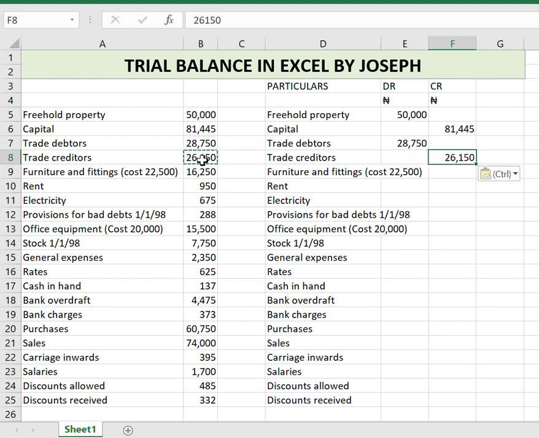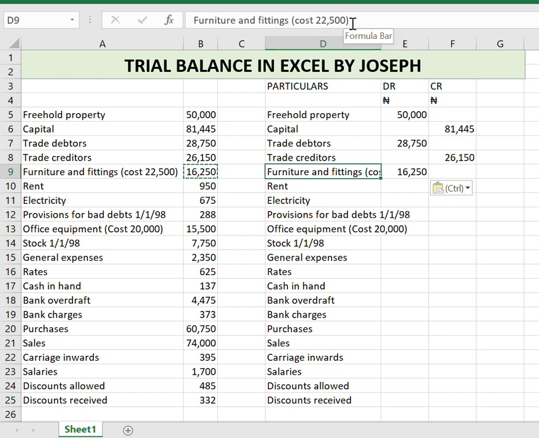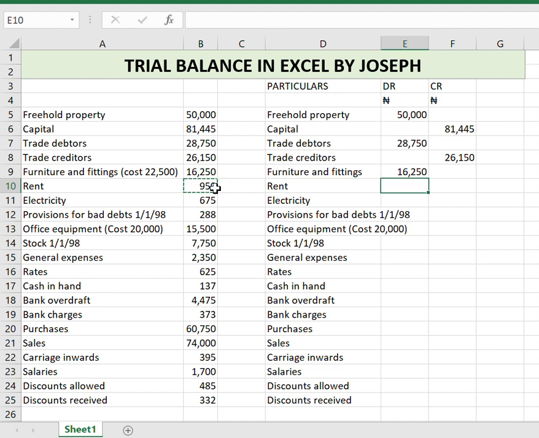And you see how fast I am? Just imagine if I'm using the traditional method, which is time consuming. What about furnitures and fittings? Furnitures and fittings is an asset, so you have to copy the value here. I want to make an edit here. So for rent, rent is an expense, so you have to copy it. And remember, all expenses must be on the debit side. So for electricity, the same thing. It's an expense too, so it must be on the debit side.